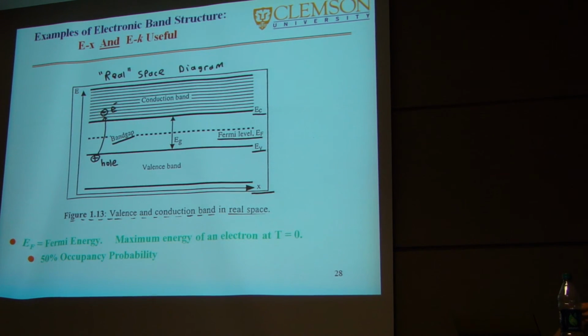But then next time we talk, when I start looking at devices like diodes and transistors and looking at their band diagrams, it's difficult to see how they work in K space. It's easier to see how they work in real space because they exist in real space. So we need both types of diagrams.